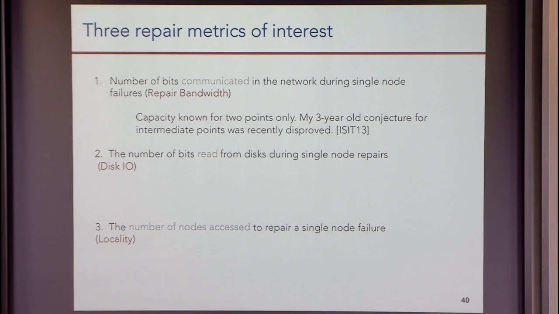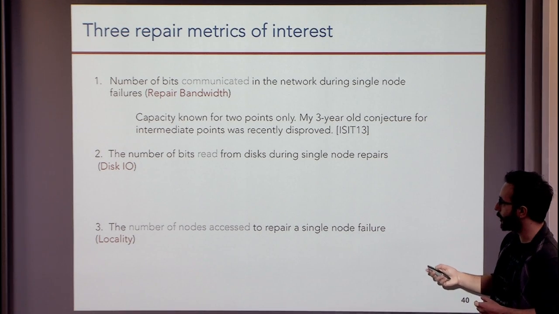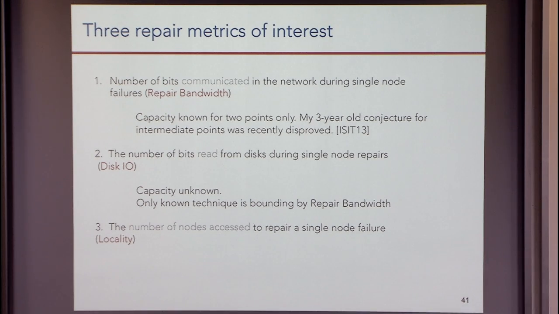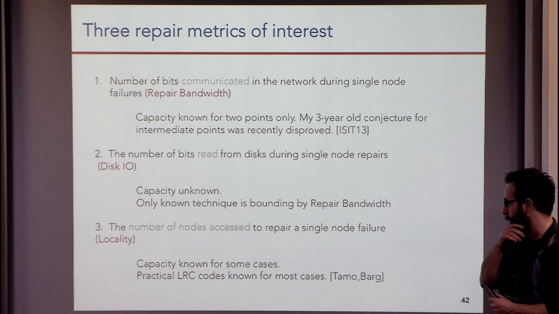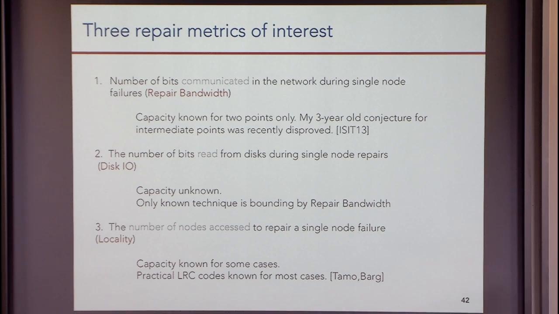So for this problem, basically, we don't know the capacity. I had a conjecture on the capacity that was disproved. As I said, we only know some points. For this problem, I don't think we know a lot of things that are non-trivial, so it's quite a wide open problem. And for this problem, we know the capacity for most cases. I guess that Tamo-Barg is the state of the art for this, for codes also that have small finite field, which I think are working for most parameters, as long as there's a constant polynomial that can be constructed. There's a technical issue there. So in the next lecture, I will talk about this problem and some extensions of that, and I will stop here.